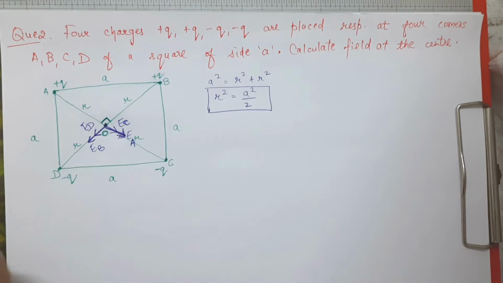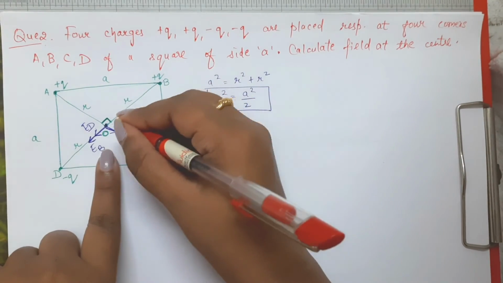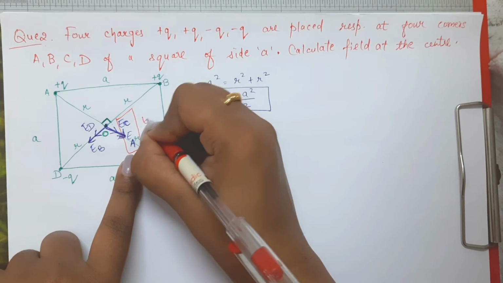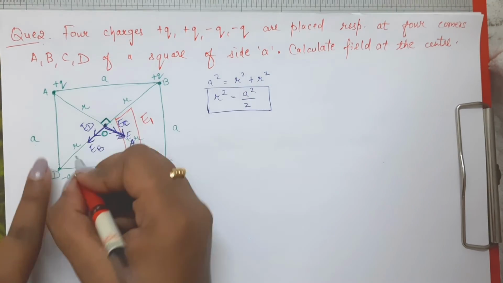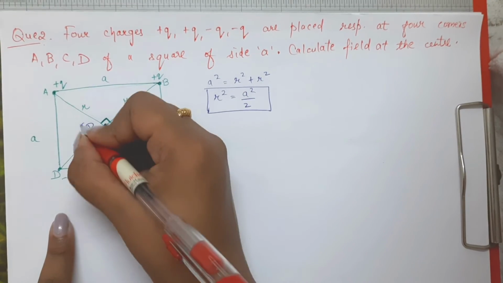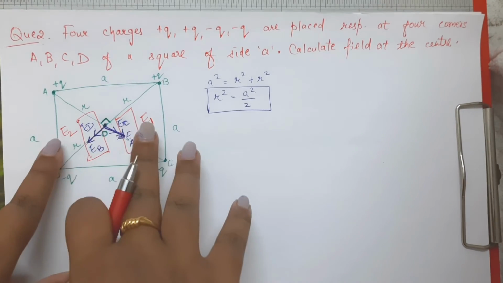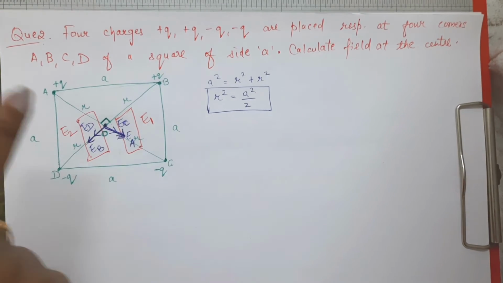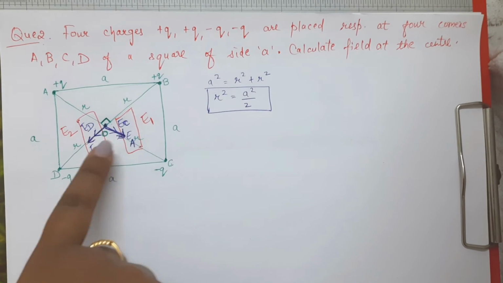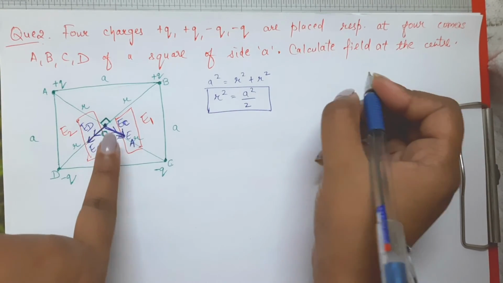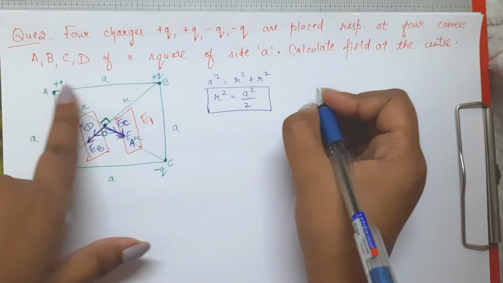So what I'm going to do now is that these two fields will add up, right? I am writing them as E1, and in this direction also these two fields will add up. I am writing it as E2. Now we have to first find out E1 and E2. For that we have to find out what are EA, EB, EC and ED. So all these four will be having similar values because charge is same, right?